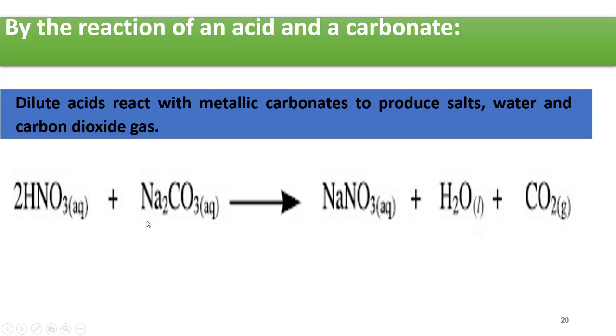Let's see the reaction again. This sodium combines with nitrate to form sodium nitrate, NaNO3. And this is CO3. One of the oxygens is removed, and it will be left as CO2. This CO2 is released in the form of gas. And these two hydrogens and one of the oxygens from here combine to form water. So this was the reaction between an acid and a carbonate to form salt and water, and carbon dioxide gas is evolved.